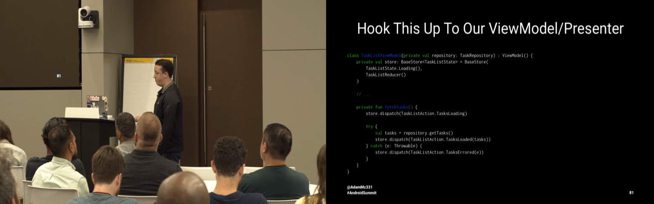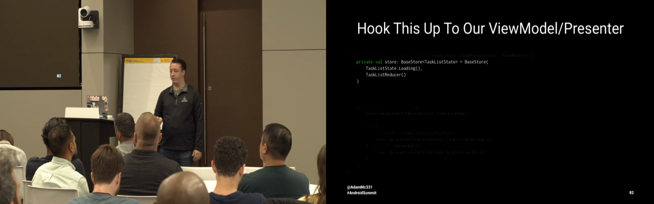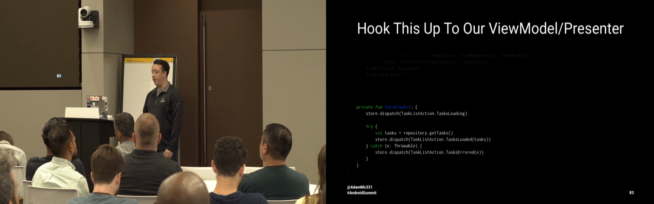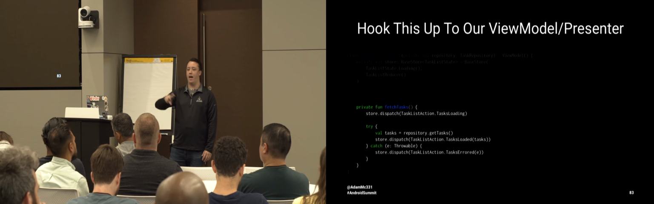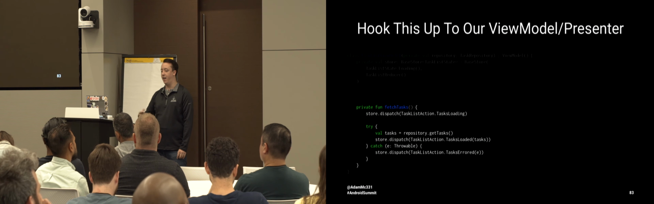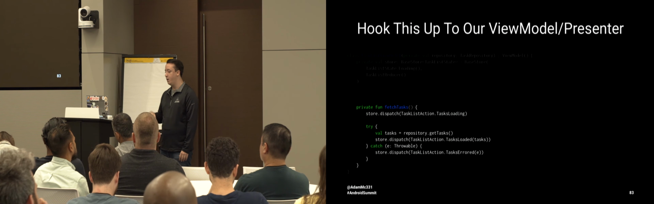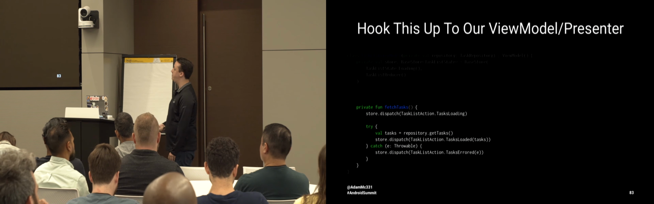So how do we hook this up? Well, first we create an instance of our store. Our initial state is loading, and then we have our task list reducer that you saw earlier. And now in fetch tasks, instead of manipulating the state in the view model, I just dispatch that this action happened. And I still have to make sure that I'm dispatching actions in the right order, but at least I know that the state management is locked down.